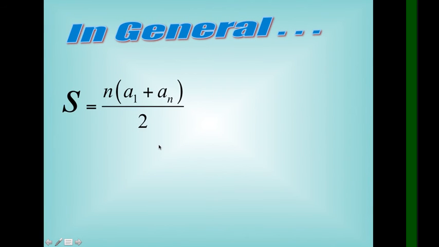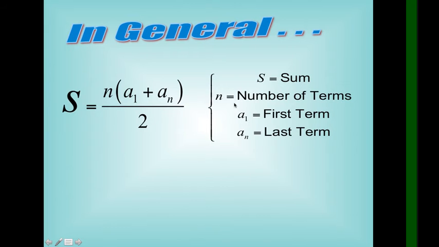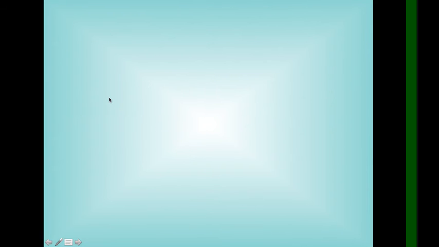So, in general, we can use this formula: S equals N times the quantity A sub 1 plus A sub N, over 2. Okay? Where S is the sum, N is the number of terms, A sub 1 is the first term, A sub N is the last term. So, first term to last term. The number of terms will be the total number of terms that we're talking about.